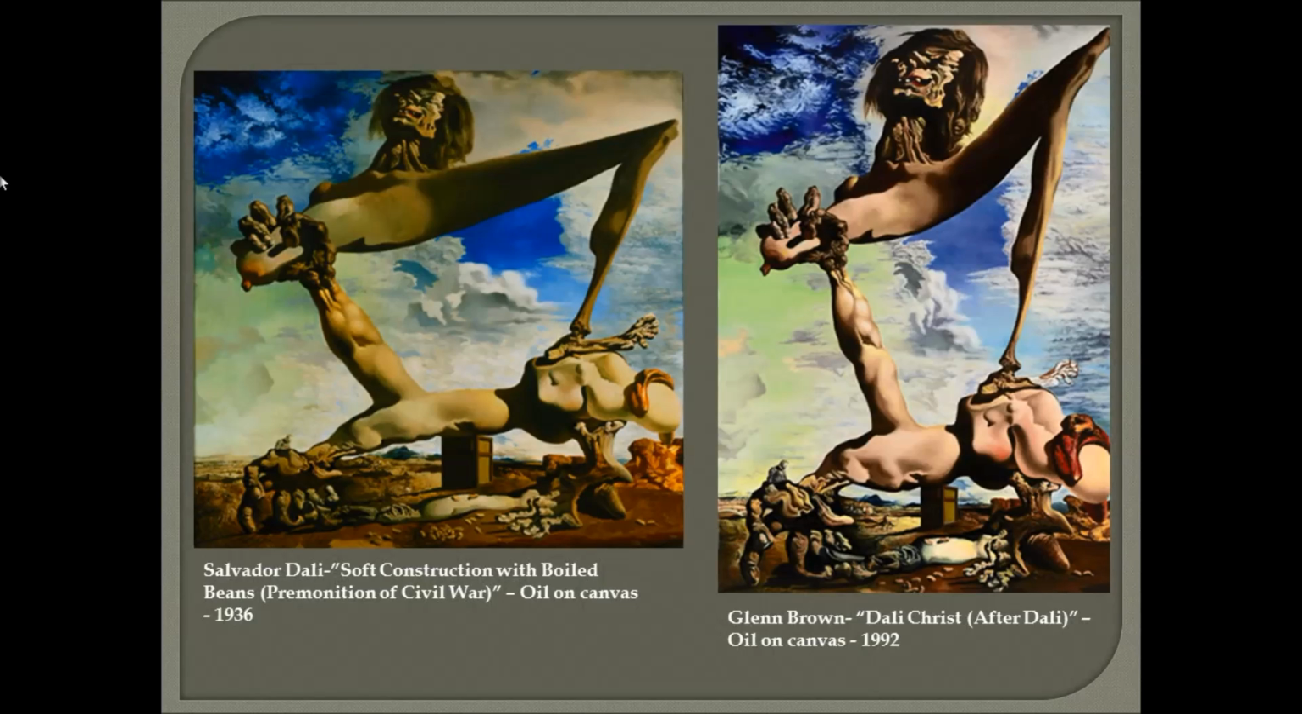But moving on to some examples of his work. So here's some of his early work. You see on the right, this would be Dali Christ. And then on the left, you could see Soft Construction with Boiled Beans, Premonition of Civil War by Dali. So it's very similar. The colors haven't changed much. Only difference would be that Dali bought his paint set in the 30s, and Glenn Brown got his in the 90s. So there's 60 years difference roughly of when their materials were purchased.